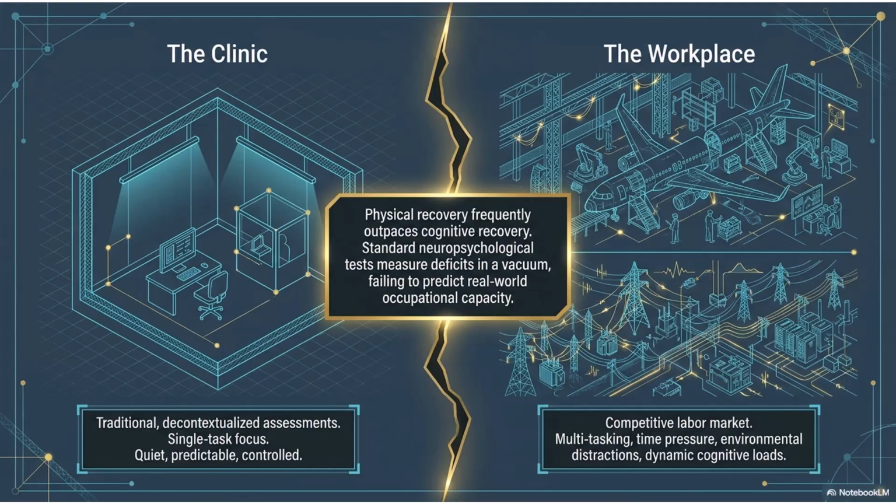We will explore Chapter 6 of the DCAT 2 Professional Manual, and we will review real-world clinical case studies. These cases will demonstrate how to use the dynamic, complex assessment task to bridge the gap between clinical measurements and the sometimes unpredictable dynamic demands of the competitive labor market.